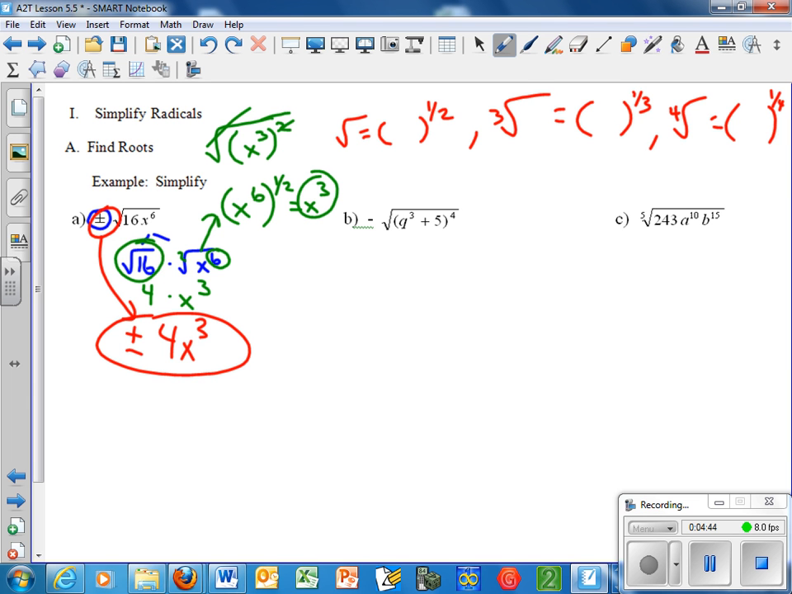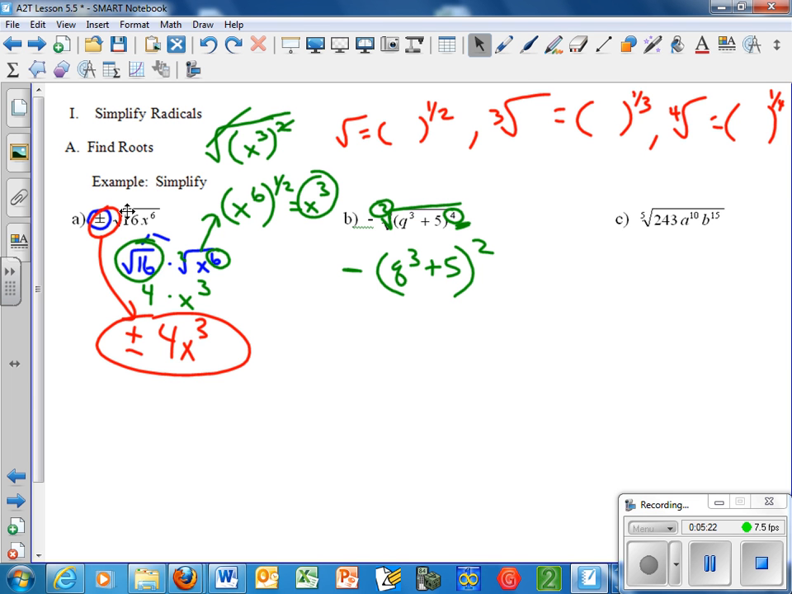Okay, if you look right here at this next problem, again we've got a negative out in front, so that just means that's going to be the sign on our answer. We've got a power of 4 right here, but we have a square root, which is an index of 2. So, thinking of it like I talked about with the earlier one, q cubed plus 5 is in parentheses. We're going to divide this 4 by the index 2, which is squared.